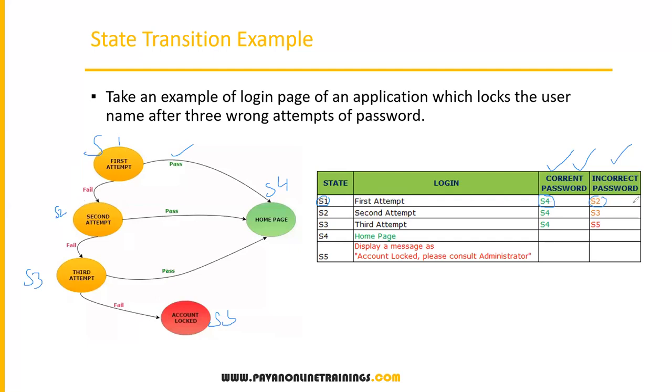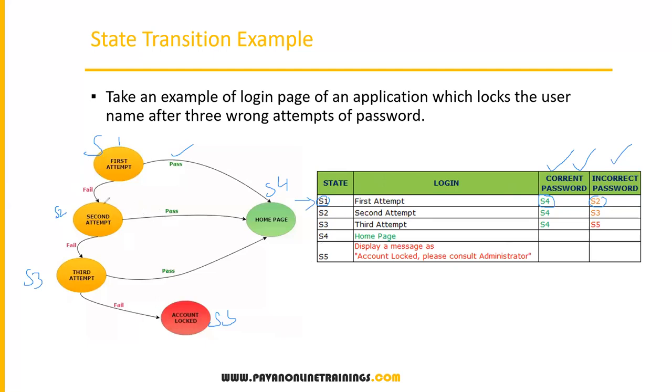So if I just look at the first row here, in the first state, if I pass the correct password, then we go to S4 state. That is home page. If I pass the incorrect password in the first attempt, it will go to S2. S2 means what? Second attempt. So this is the one test.